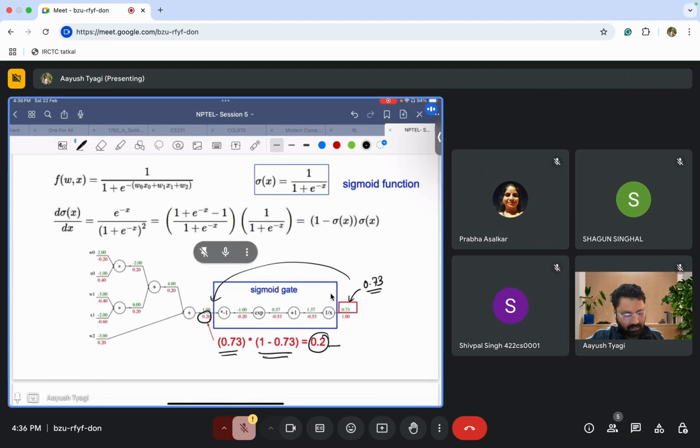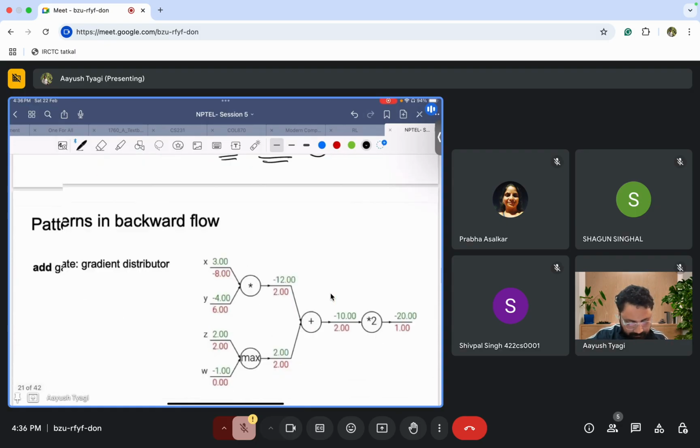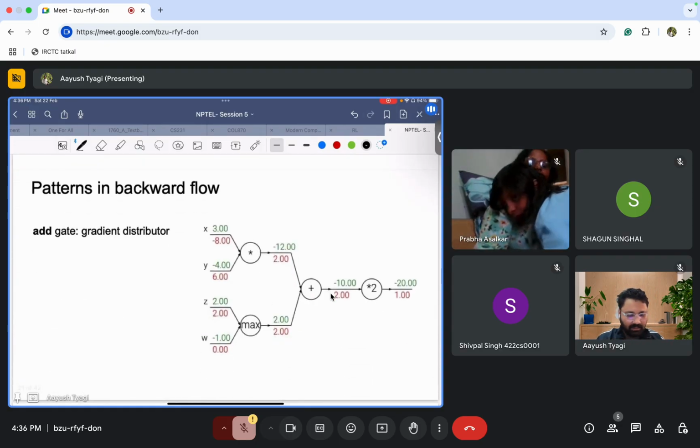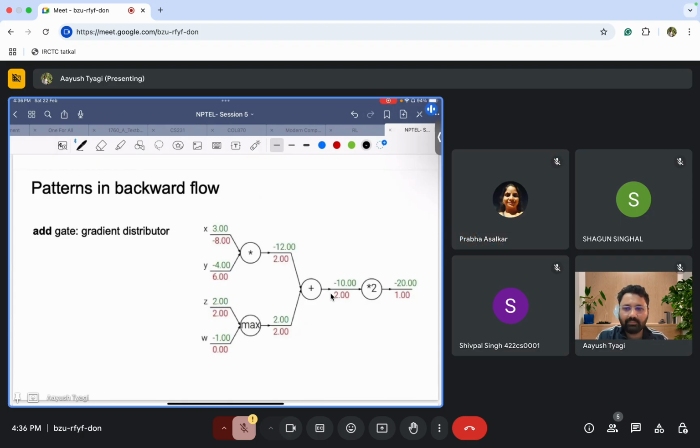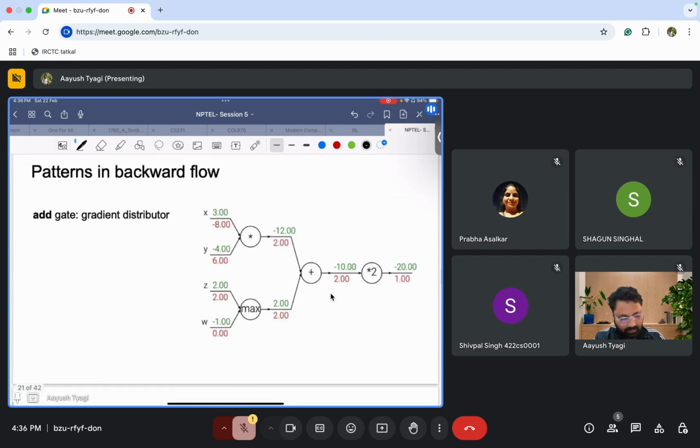Okay, so next we are moving to just summarizing whatever we have seen. Suppose this is your computational graph, right? So what you're doing is you have x as the input, you have y as input, w and z as the input. So there are multiple operators. You have a multiplication operator, an addition operator, and a max operator.